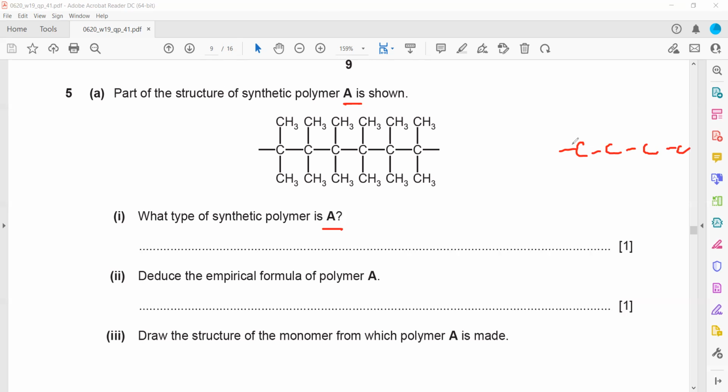If it is a synthetic condensation polymer, then there might be an amide or peptide linkage, or an ester linkage, but not a carbon-carbon link. So how to identify? It is addition. Why? Because you can clearly see all the molecules are linked by a carbon chain. So whenever all molecules are linked by a carbon chain, that type of polymer is an addition polymer.